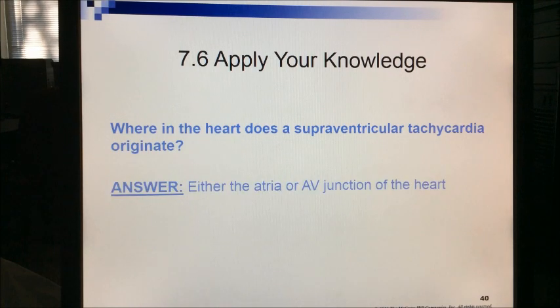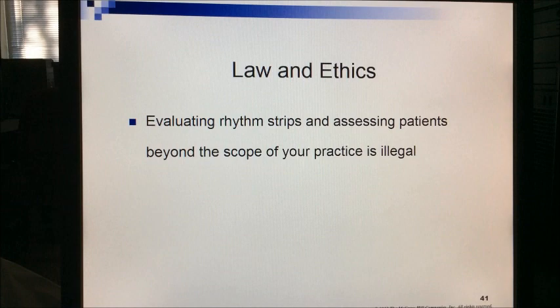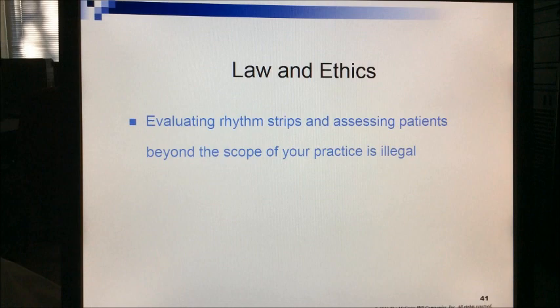So remember your law and ethics, evaluating rhythm strips and assessing patients beyond the scope of your practice is illegal. It is your job to get a good EKG reading and a good EKG strip on your patient so the doctor can detect any abnormalities. So it's definitely your job to properly record the EKG, get a nice reading, provide good patient care, and make sure the patient safely completes the EKG test. It is also your job to be able to detect any life-threatening issues or issues where you would want to keep the patient.